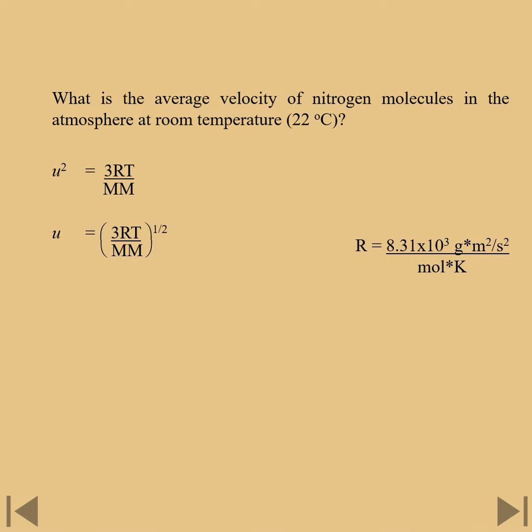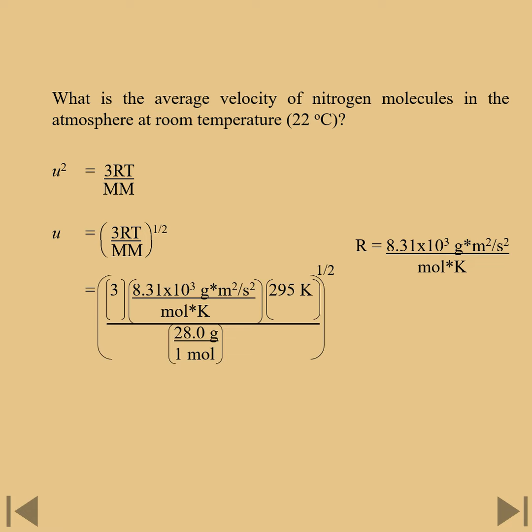And I would remind you that the version of the universal gas constant here is 8.31 times 10 to the third gram meter squared per second squared over mole kelvins. Again, we have everything that we need, and note how all units cancel: grams cancel, moles cancel, kelvins cancel, and then we get the square root of meter squared over second squared for the appropriate units of meters per second.